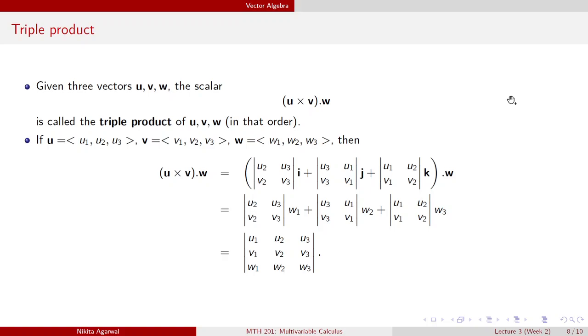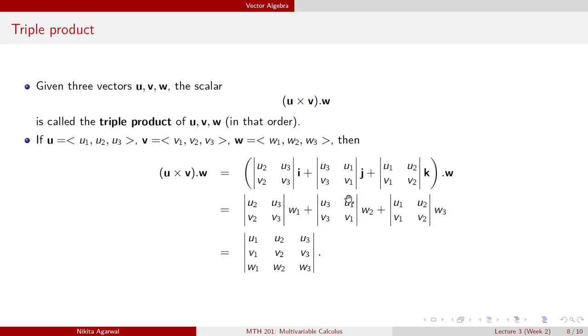Okay. So what does it mean? If u has these components, v has these components and w has these components, then what is u cross v dot w? U cross v is this by definition that we saw in the previous slide, and then the dot product with w. So what is the dot product of a vector with another vector? It's multiplying the components and adding them. So you get the first component of u cross v times the first component of w, which is w1, and so on.